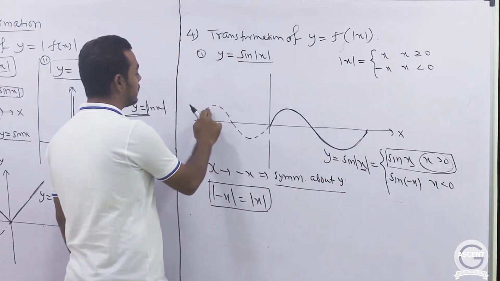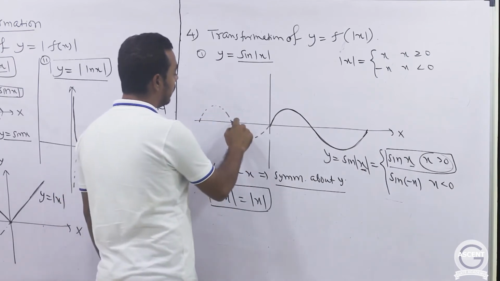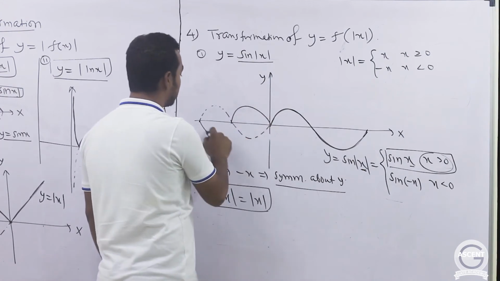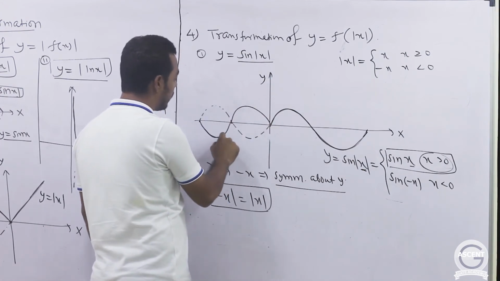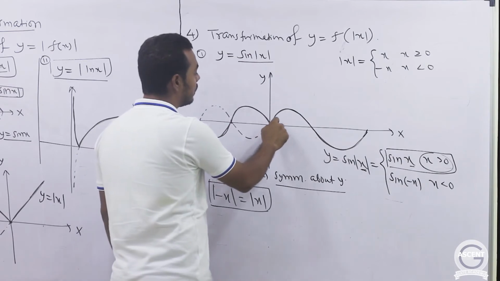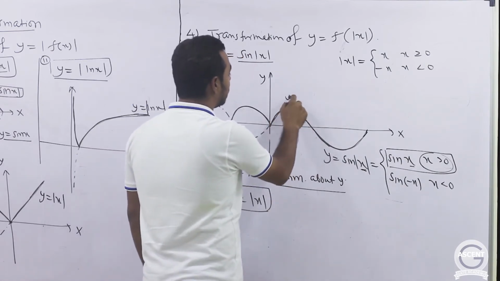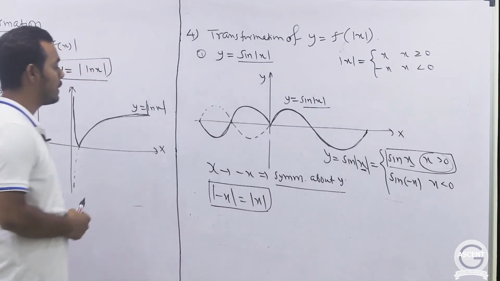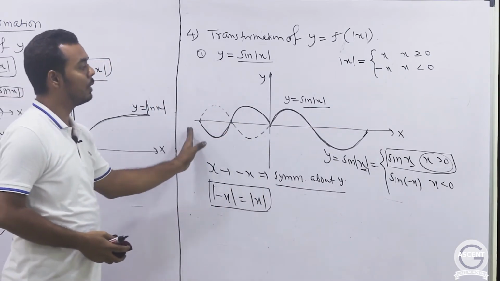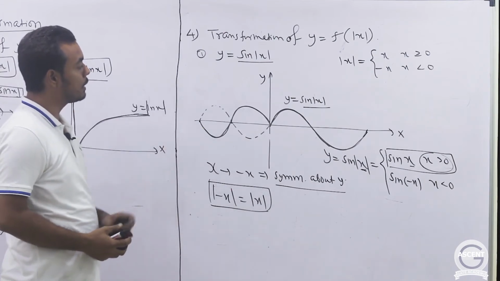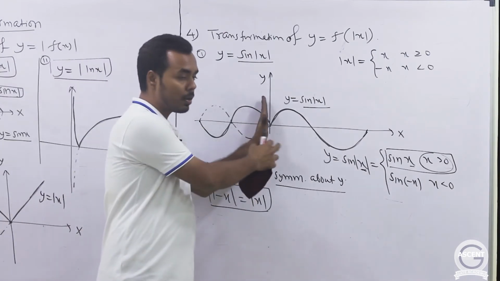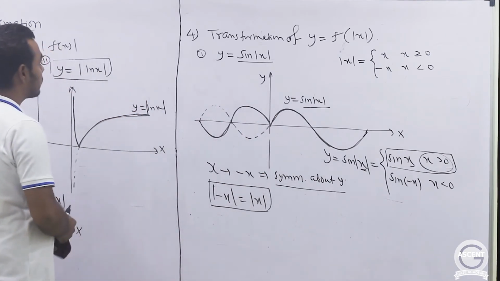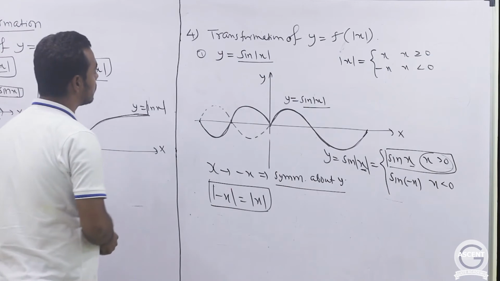So this means erase the portion of the graph on the negative side and take the image of this portion of the graph in the y axis. Now this is your new graph. This is the graph of the function y equals sine of mod x. So first step, erase the portion of the graph towards the negative side of the x axis, and then take the image of the portion of the graph which is on the positive side of the x axis in the y axis. So this was our transformation y equals sine mod x.